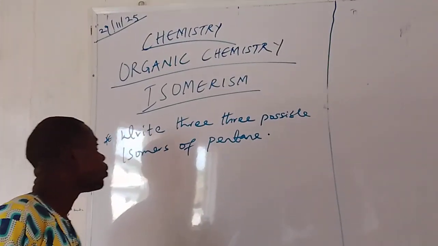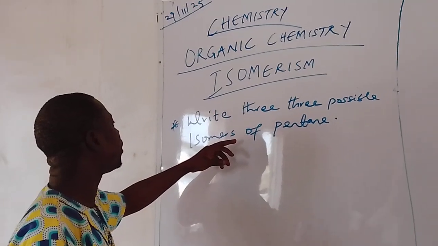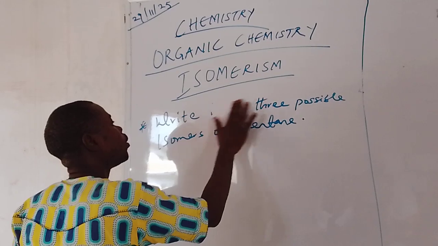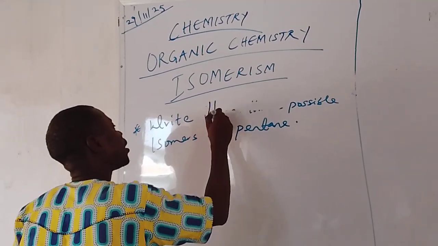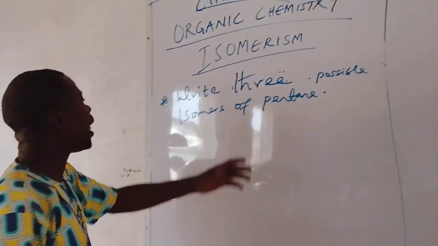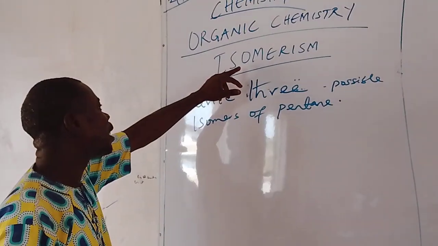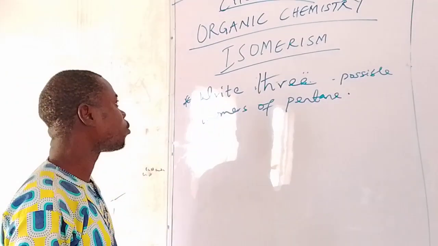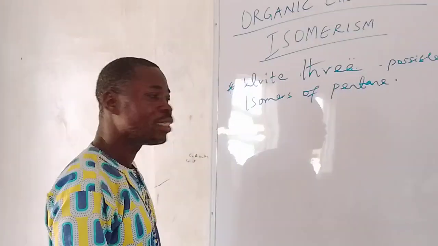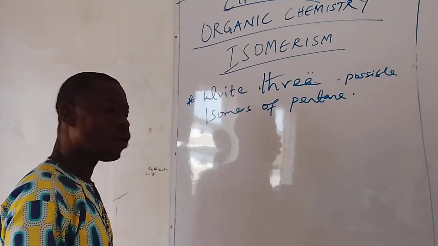Welcome to another video. In this video, I want to find the three possible isomers of pentane. Before I solve the question, let's look at isomerism. What is isomerism? Isomerism is the existence of two or more compounds with the same molecular formula but different structural formula or different molecular structure.